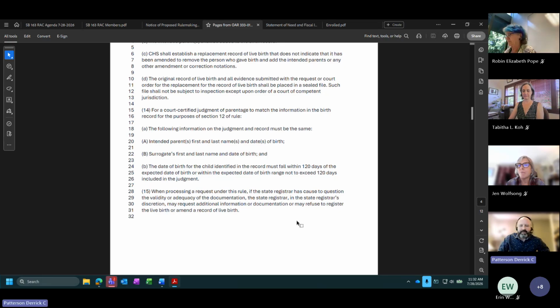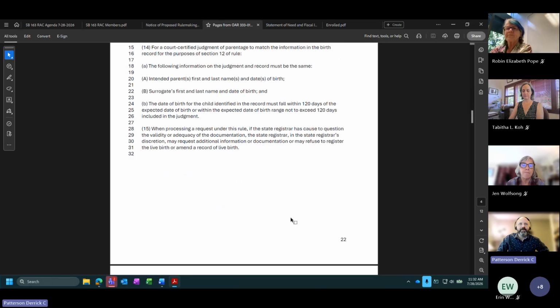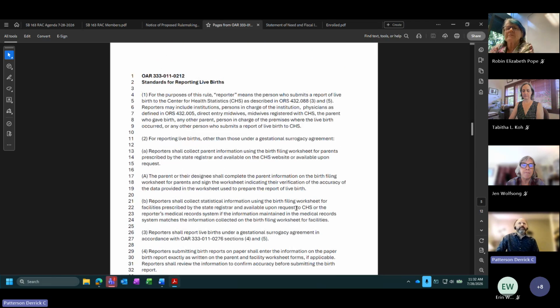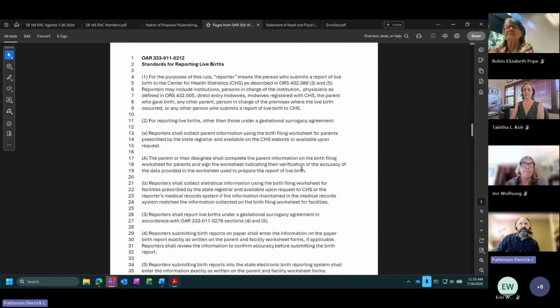Anything else on this section before we move on? Okay. So the next rule that we're going to look at is 212, related to standards for reporting live births.